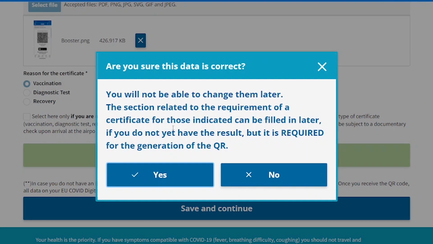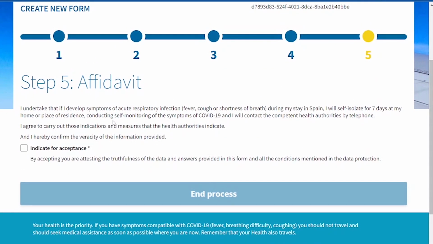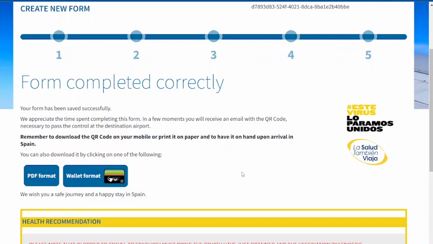And then you just want to make sure this data is correct, because you're not going to be able to change it when you press continue. So yes, I'm sure this data is correct. And then the last step is just basically saying that if you do develop symptoms or whatever, that you will isolate for 7 days. So yeah, you just want to agree to that. So you're going to indicate for acceptance, tick that box, and then you can click end process. And that's it. You have completed the form.